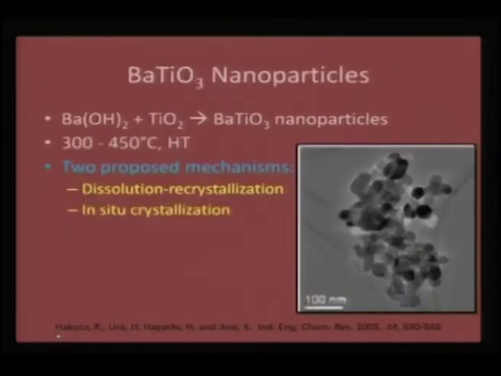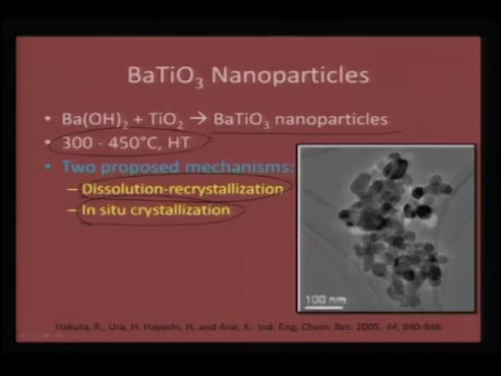So, this is mostly a nucleation method. Now, if you take the case of barium titanate as an example, barium titanate is formed by the reaction of barium hydroxide and TiO2, and this gives BaTiO3 at an optimum temperature of 300 to 450 degrees C in hydrothermal condition. But the proposed mechanism for barium titanate formation can be viewed in two ways. One is in situ crystallization or dissolution recrystallization.